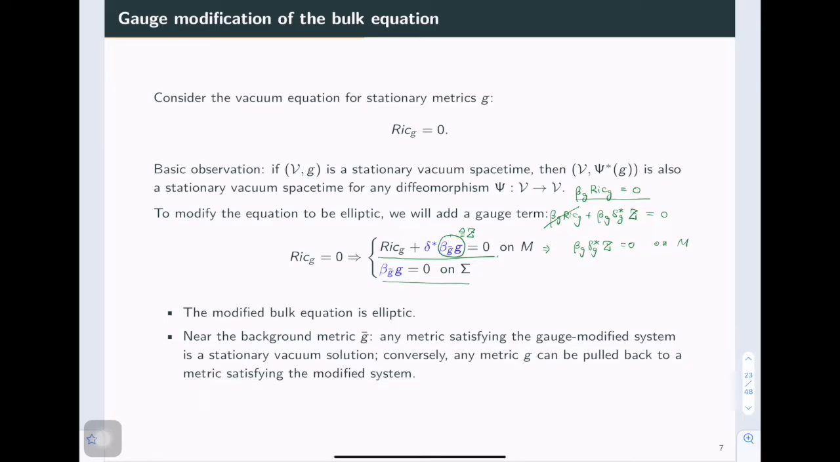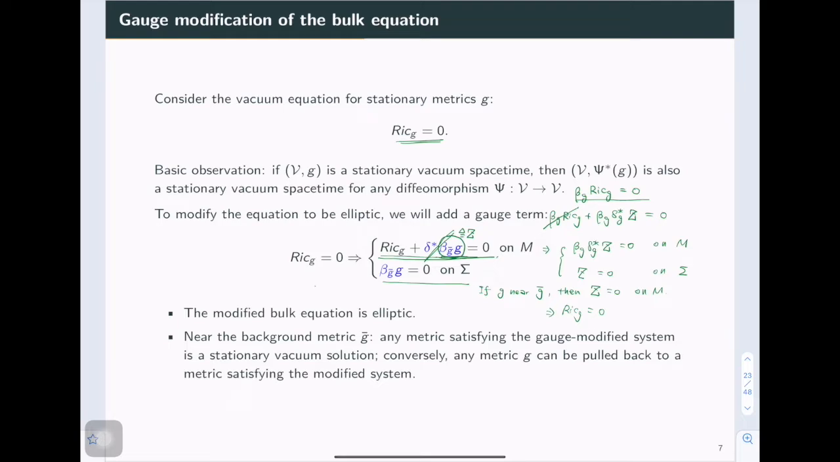Furthermore, we have this Dirichlet boundary condition, which tells Z is equal to 0 on the boundary sigma. So we obtain a boundary value problem for the gauge vector field Z. We can further show that this is elliptic, and also if metric G is nearby the background metric bar G, then this system has only trivial solution, which means Z must equal 0 on manifold M. So now if Z is 0, from the bulk equation this term vanishes, so we obtain Ricci of G is actually equal to 0. Therefore, we obtain the conclusion that near the background metric bar G, any metric satisfying the gauge modified system must also satisfy the original stationary vacuum equation.